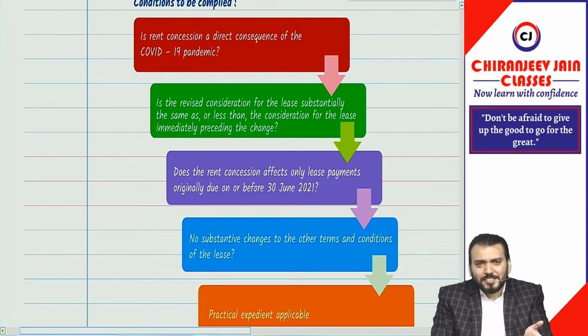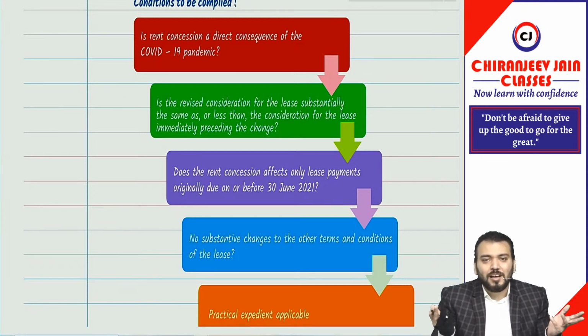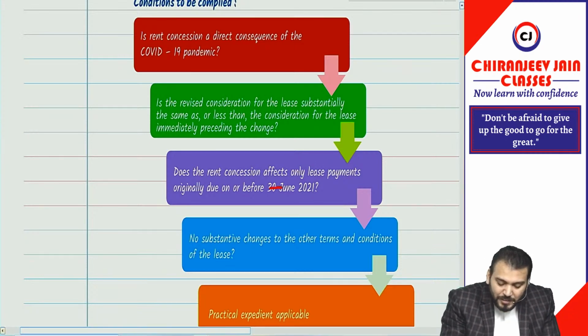When this amendment came, the viewpoint was that after 30th June 2021 there would be no lockdown. But now we have understood that this COVID-19 situation has become a normal situation. So they have extended this period by 1 year. So now it becomes 30th June 2022. You can change it to 30th June 2022. So this is a small amendment.